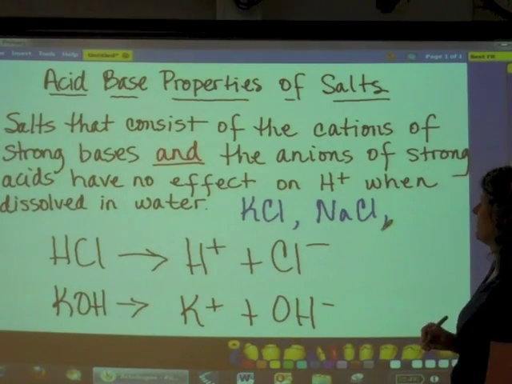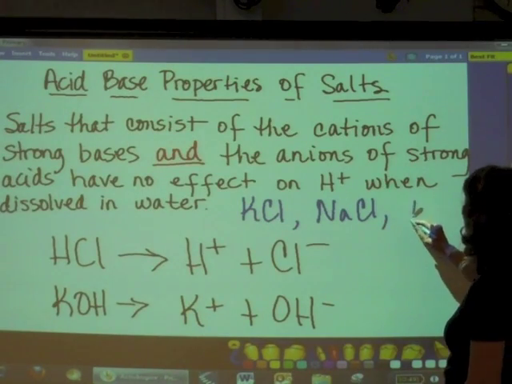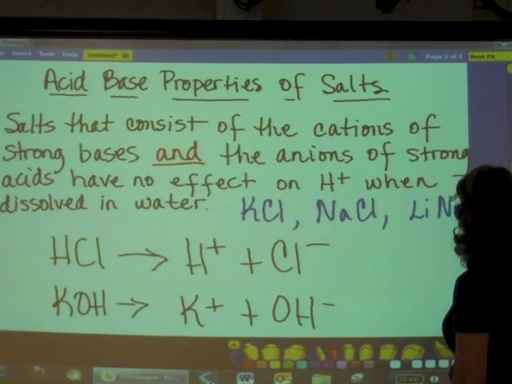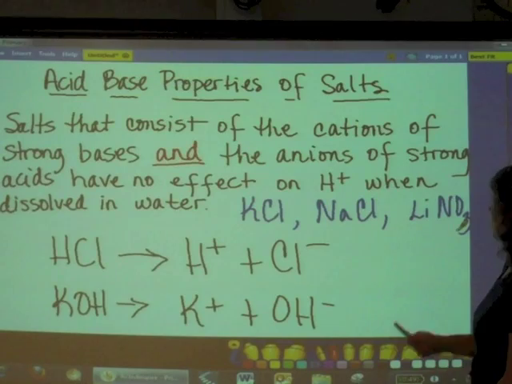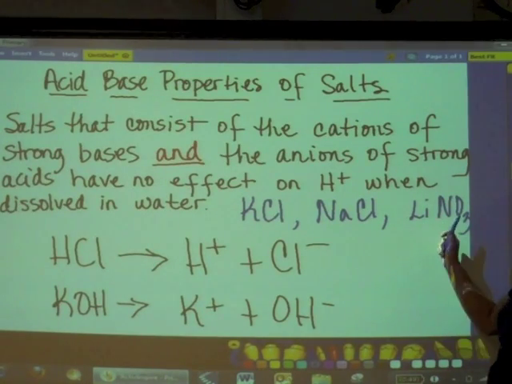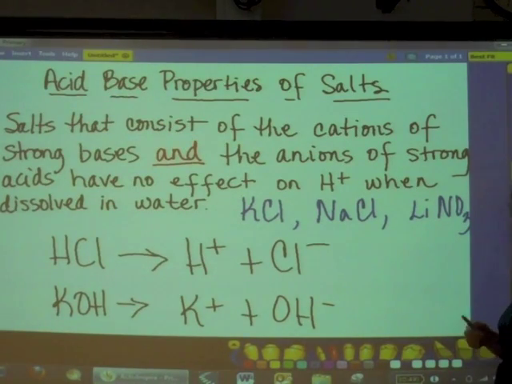What's another example? Let's use, how about lithium nitrate? Okay, cation of a strong base, anion of a strong acid. You dissolve lithium nitrate in water, it's not going to change the pH of the solution. The pH will stay neutral. Okay, so what kinds of salts do have an effect on the pH of a solution?